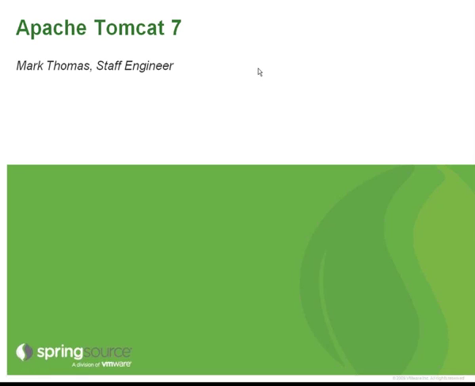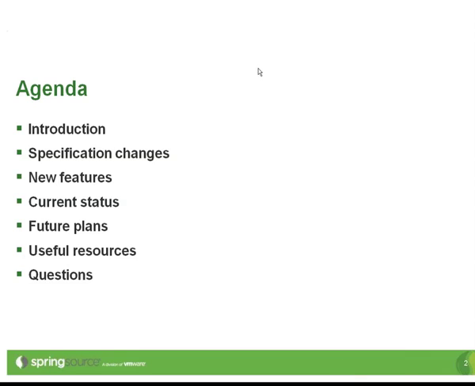Right then, Apache Tomcat 7. What I wanted to talk about were mainly the changes that are in Tomcat 7 over and above Tomcat 6. So I'll discuss the specification changes briefly, look at some new features that are in Tomcat 7 that aren't covered by any of the specifications, talk about where Tomcat 7 is in terms of its current development, the future plans we have, and I'll wrap up with some useful resources and an opportunity to ask questions.